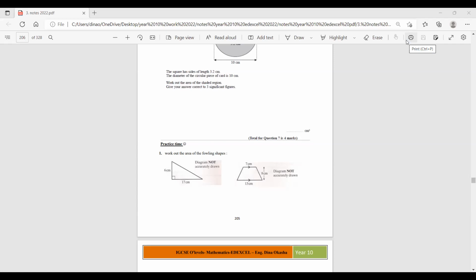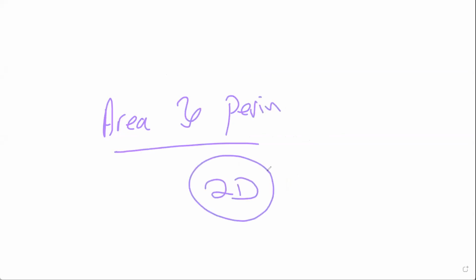As usual I'll try to make it short, but it depends, and I'll see how the flow goes. Today's topic is very simple, very easy. Most of you have an idea about it, which is area and perimeter. Area and perimeter of 2D shapes. So mainly we're going to discuss 2D shapes and the rules that you're going to need this year.